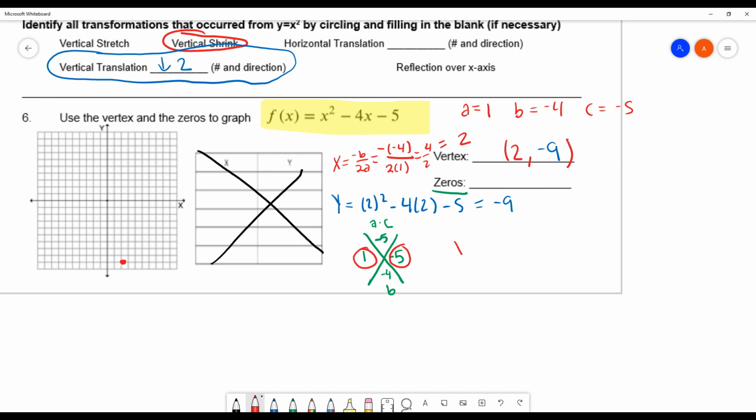So my two factors, my two zeros, you can call them, are negative 1 and positive 5. So look at that. Negative 1 would be right there, and then positive 5 would be right there. And now I've got my 3 points and a parabola, and we're done.